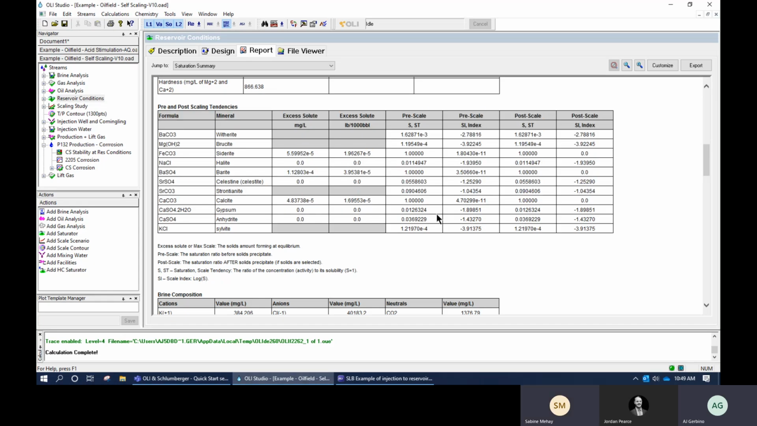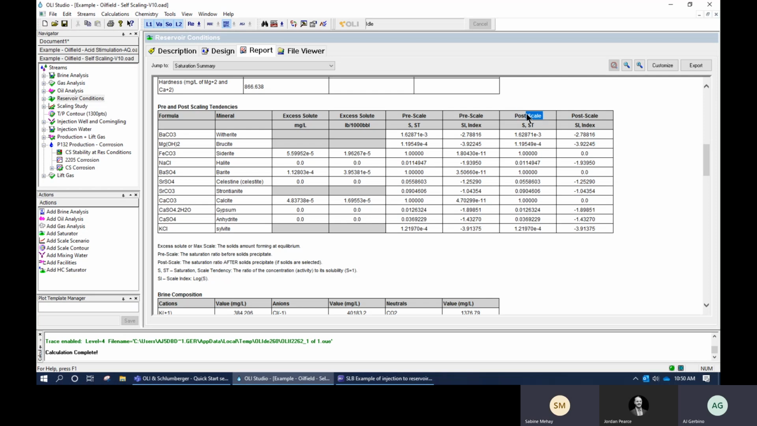Can you remind me? Because I saw that before and I didn't ask, what's the difference between the pre-scale and the post-scale? Good question. And it relates back to the kinetics you were asking us before. The pre-scale is what we all know as the scaling tendencies. This is what they base their scale inhibitor dosage at. This is the equilibrium state.